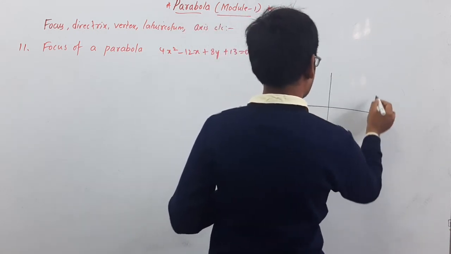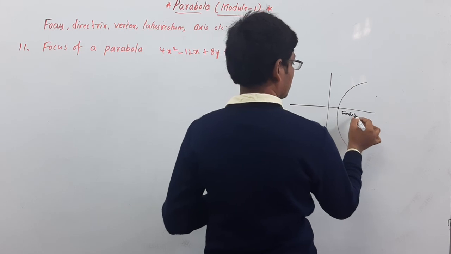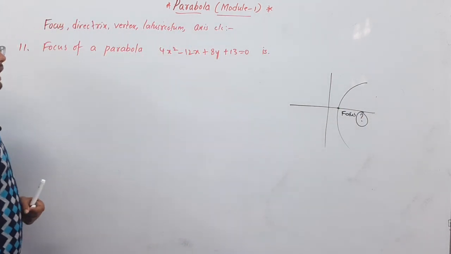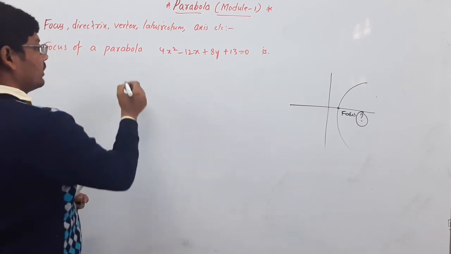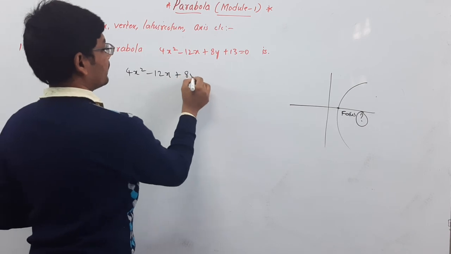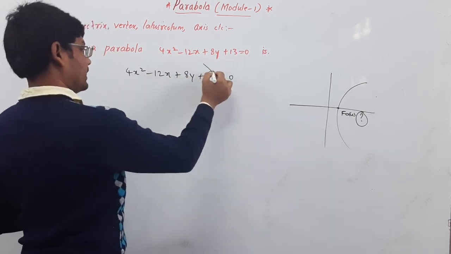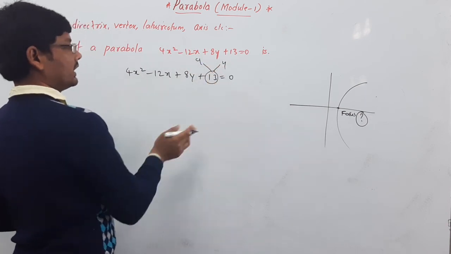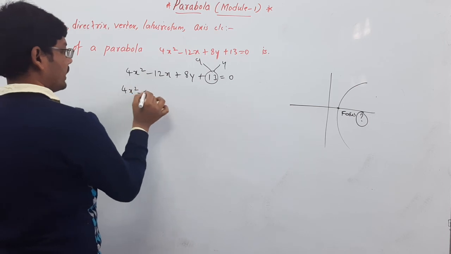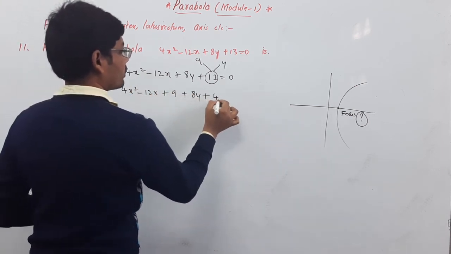This is the equation of a parabola, and he is asking for the focus. I am writing the equation as 4x square minus 12x plus 8y plus 13 is equal to 0. I am writing 13 as 9 plus 4, so 4x square minus 12x plus 9 plus 8y plus 4 is equal to 0.